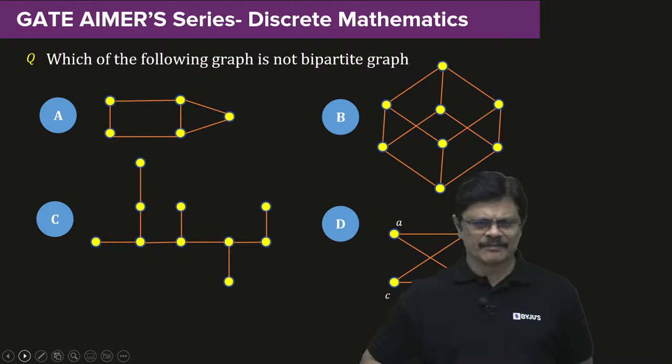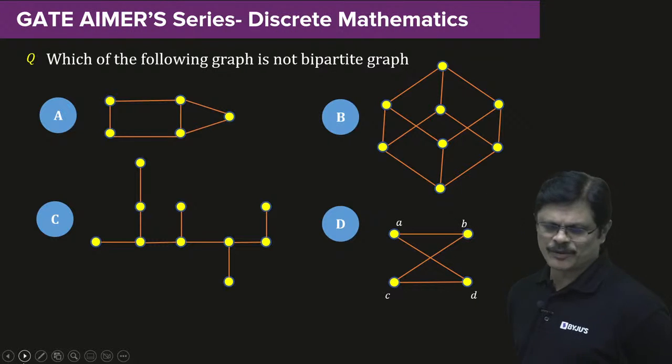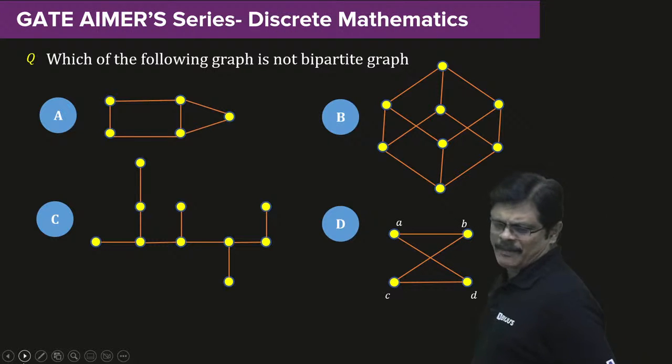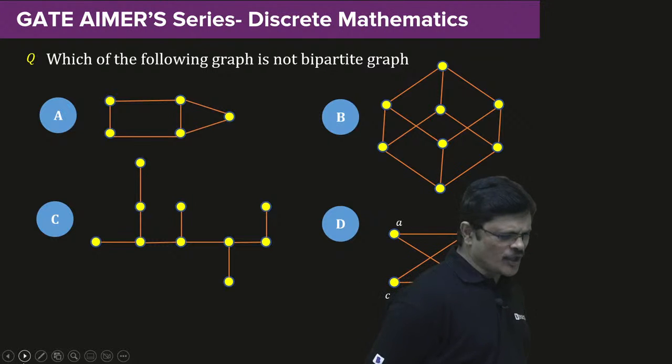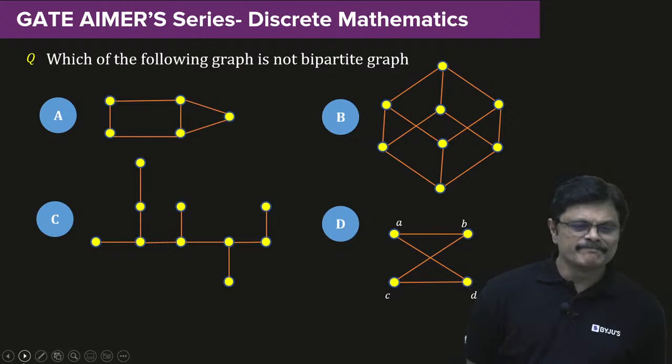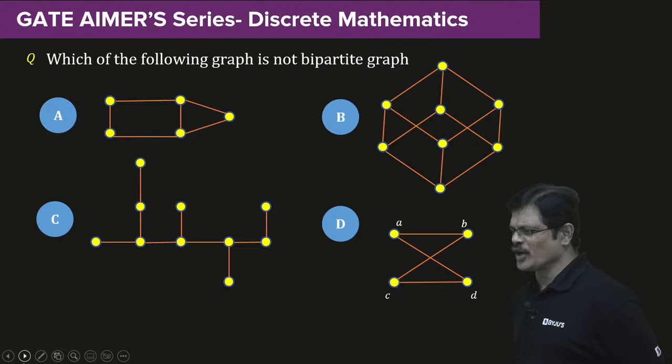I think there is some information missing in the problem. We'll come to that. Now, please tell me which one of the following is not a bipartite graph. Which one of the following is not bipartite, my dear friends? Which one is not bipartite?